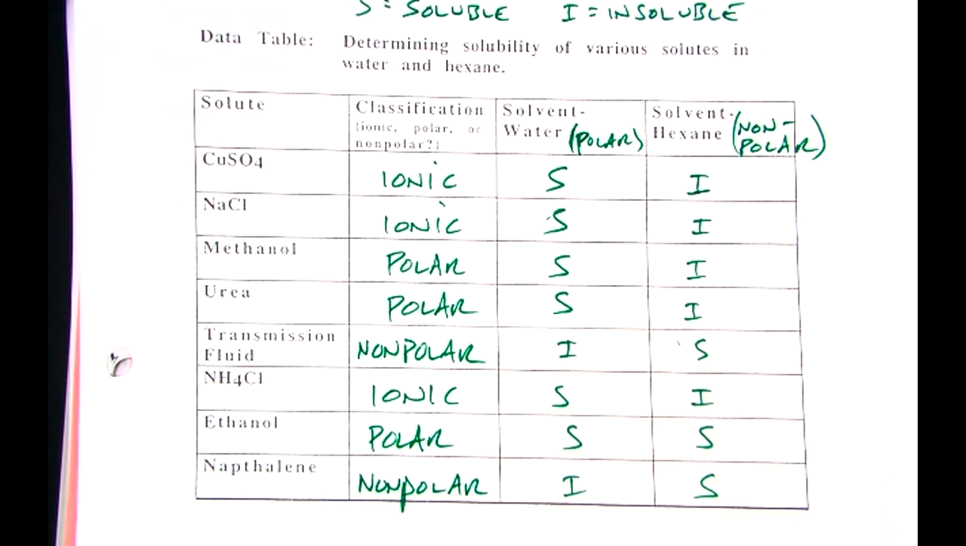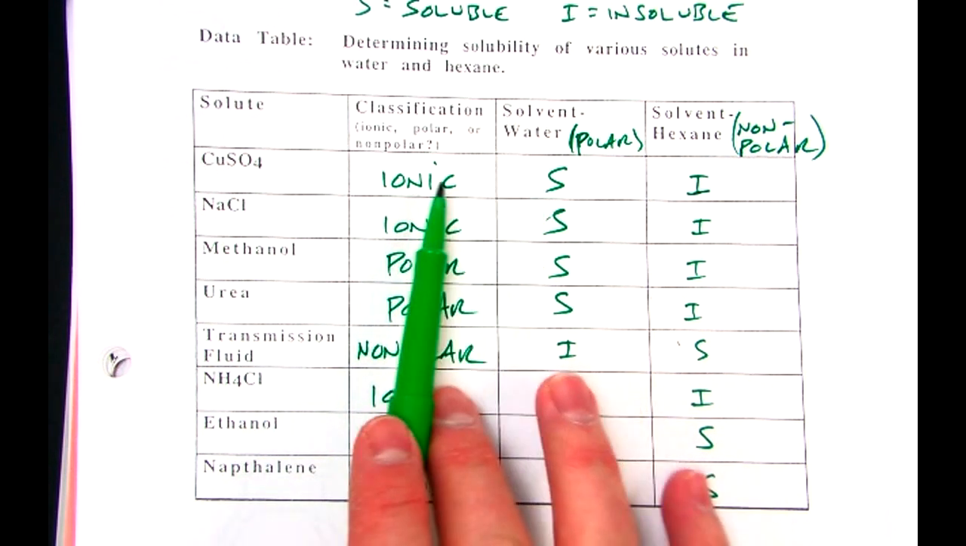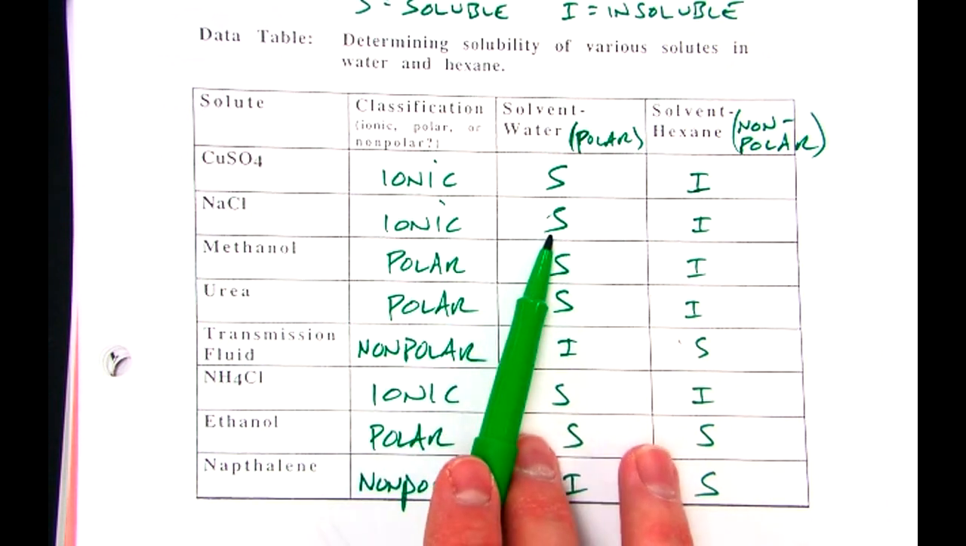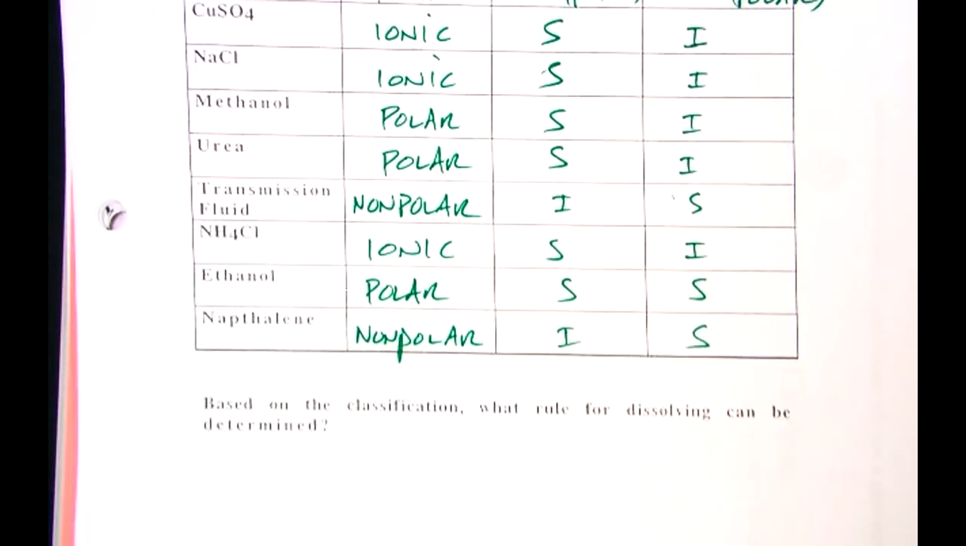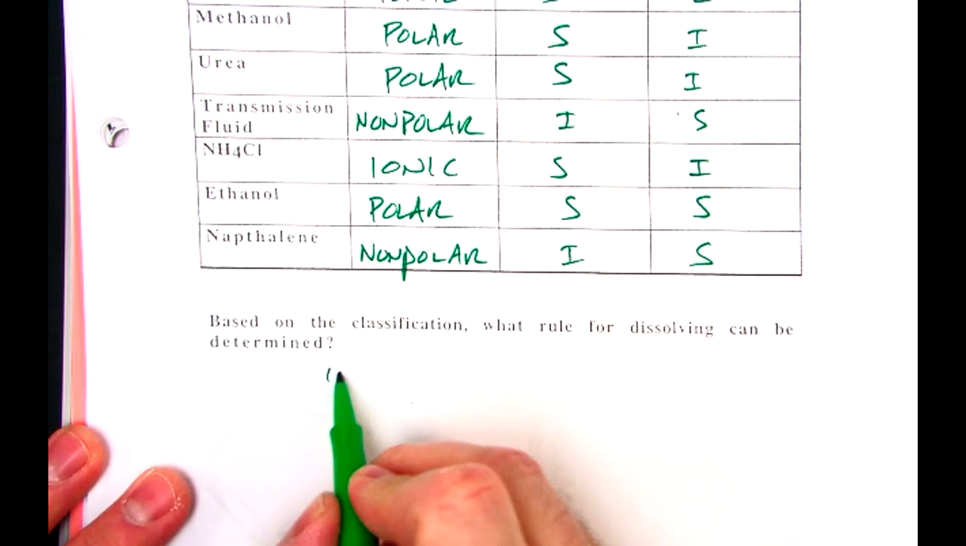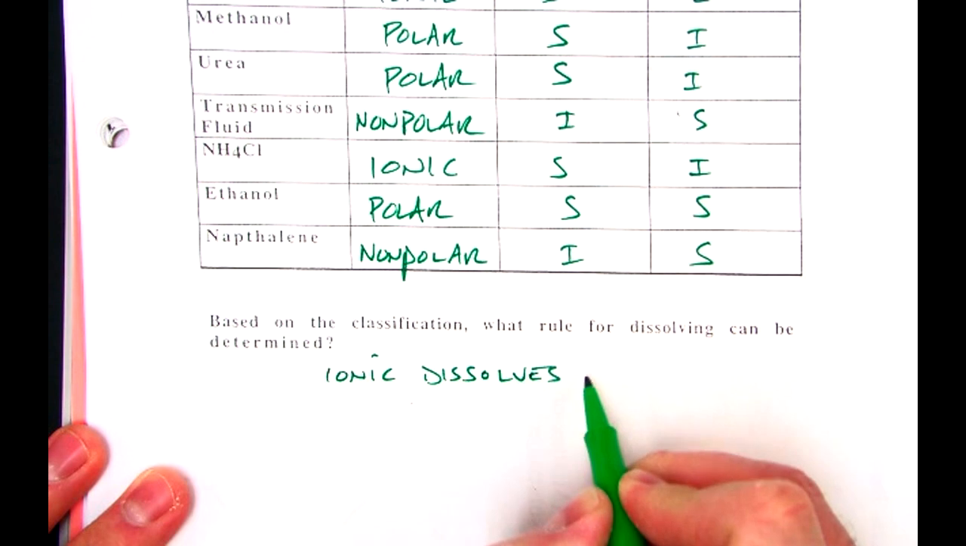So once we have those results, what we're going to do is try to come up with a rule for dissolving. We're going to come up with 3 rules and then 1 rule that governs them all. So the first one is, we notice, is there a pattern in terms of how our ionic substances dissolve? Ionic dissolves in water, which is polar. So ionic dissolves in polar, and we see that in all 3 examples. That's going to be one of our rules, so we can go down here in this bottom part: ionic dissolves in polar.